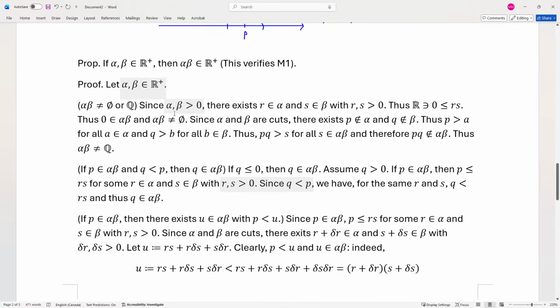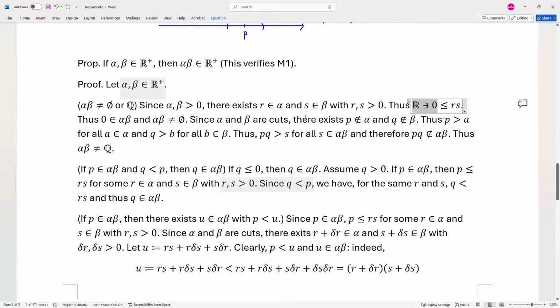We can easily upgrade that to alpha and beta in R plus, because here we already show that 0 is in the cut alpha times beta by contrapositive. If we already have 0 in the cut, there has to be something greater than 0 also in the cut, because the cut has no greatest element. So there's something positive in the cut. It has to be a positive cut, so there's no extra work needed. If you prove that 0 is in the cut, then it's already a positive cut.